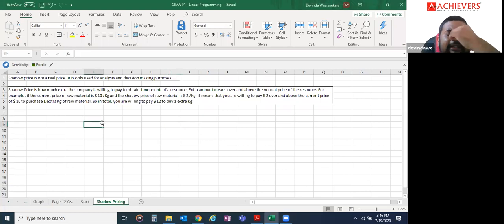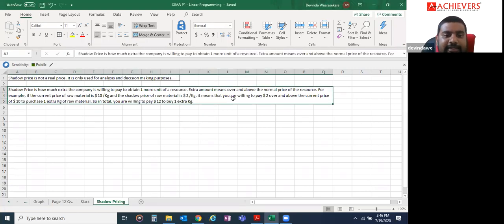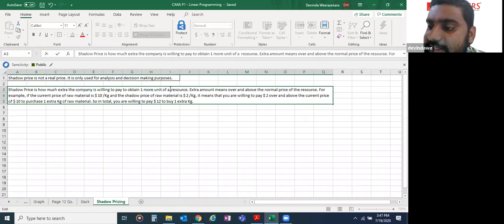Next. Now, the next thing about shadow pricing is, how much you're willing to pay extra to obtain one more unit of a resource. Basically, shadow price will only apply to a scarce resource. Because if resources are readily, freely available, you don't have to pay extra. You want to pay extra to buy one unit of a resource only because it is a scarce resource. That means you don't have enough of this resource. If you have enough of it, you will not be willing to pay extra.